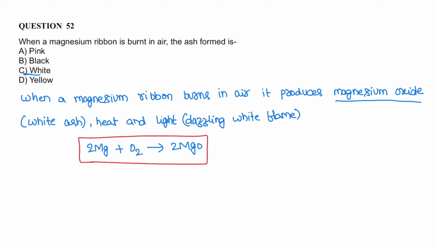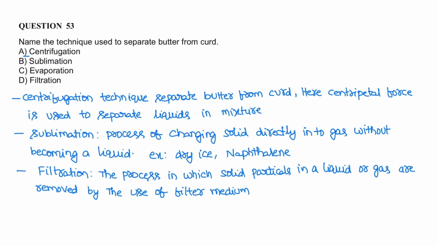Next question. Name the technique used to separate butter from the curd. The correct option is centrifugation. The centrifugation technique separates butter from curd because in this technique centripetal force is used to separate liquids in a mixture.